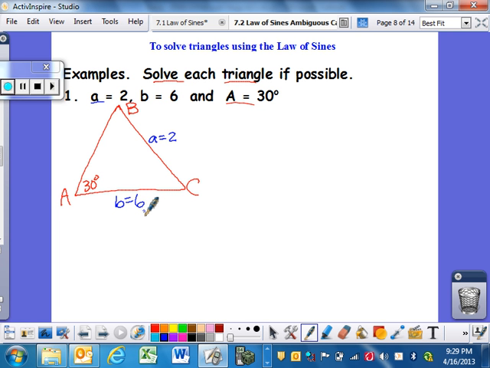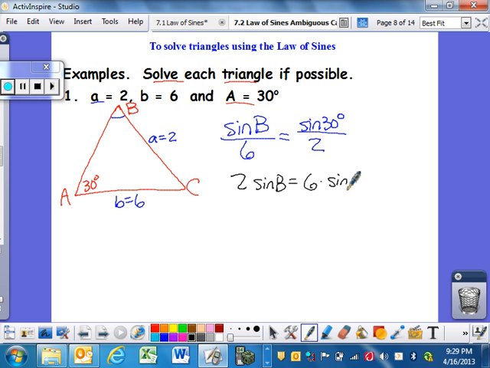So the only option for me at this point is to use the law of sines to try to find angle B. I just want you to set up the law of sines. We've done it for the last day. So sine B over its side, which is 6, equals sine of A, which is sine of 30, over 2. And I want you just to cross multiply. So that would be 2 sine B equals 6 times the sine of 30 degrees. To get sine B all alone, you have to divide by 2. I want you guys to actually go through and get that number. And I believe sine of 30 is 1/2. So sine of B equals half of 6, which is 3, on top, over 2.